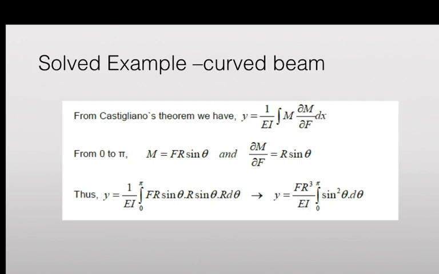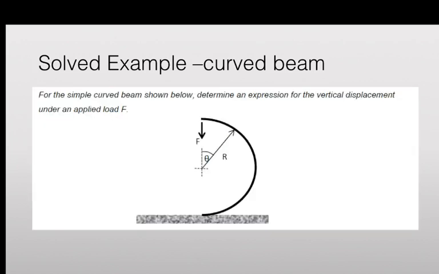From Castigliano's theorem, we have y equals 1 over EI integral M ∂M/∂F dx. That is the basic equation for beam bending. Okay. So from 0 to π, if you look at the previous diagram, we take a general point at an angle of theta.